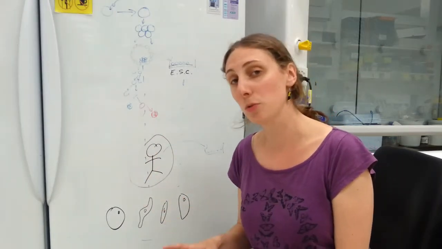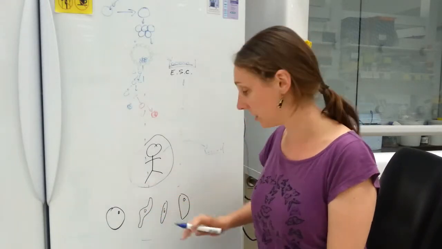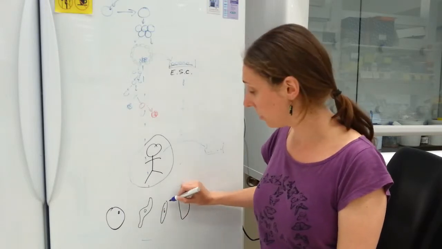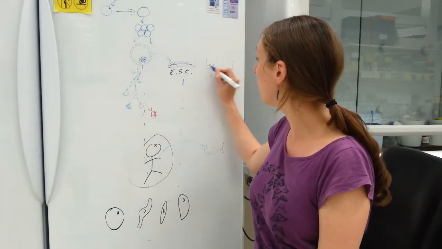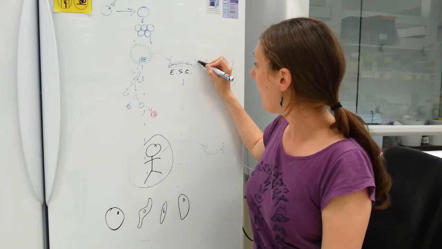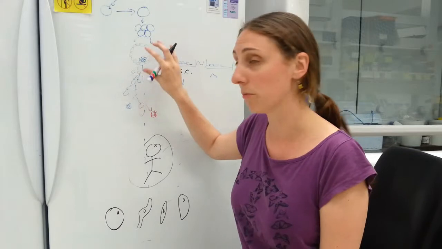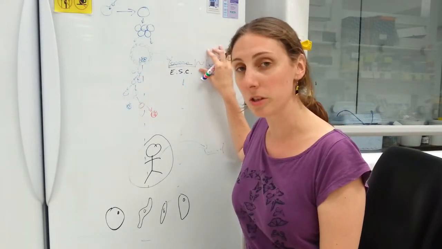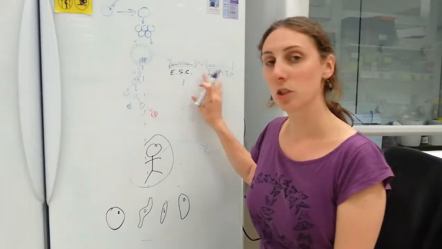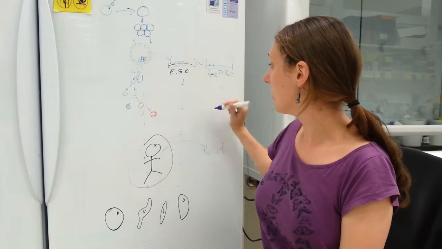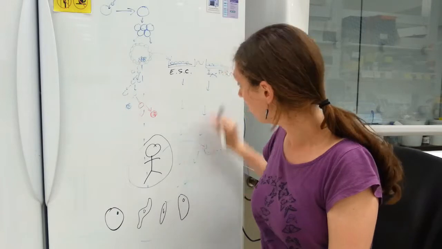So some clever people in 2007 figured out that if you take a fully differentiated adult cell, like a skin cell, you could actually grow it in certain conditions, with certain expensive reagents, and then change the cells back into a pluripotent state. So they have similar properties to embryonic stem cells, but they're not embryonic stem cells because you didn't get them from an embryo. These newly generated pluripotent cells are called induced pluripotent stem cells, or iPSC for short. Just like with embryonic stem cells, you can take these induced pluripotent stem cells and you can cause them to differentiate to any adult cell type in the dish.